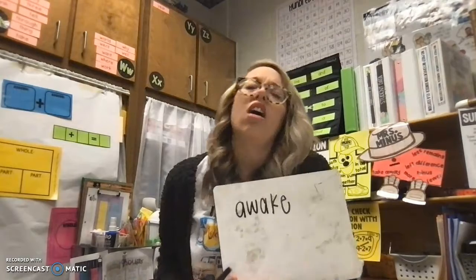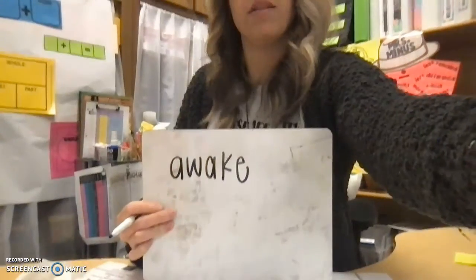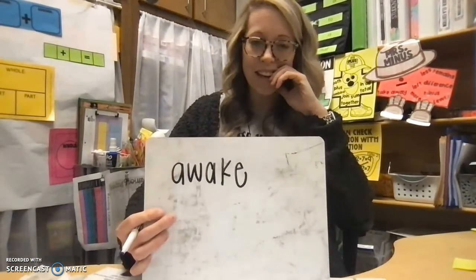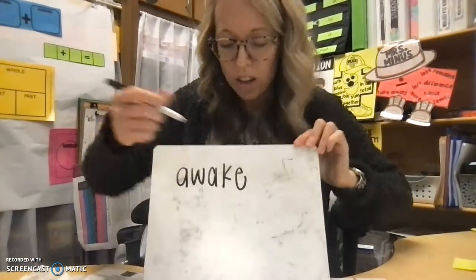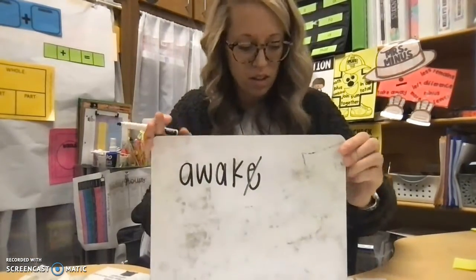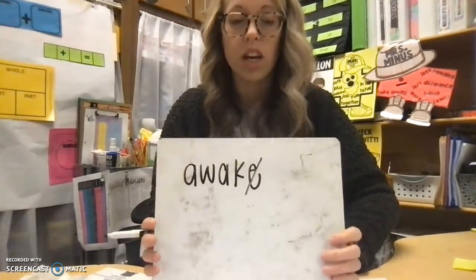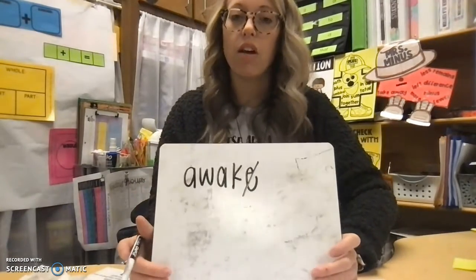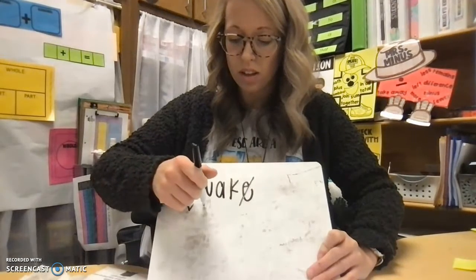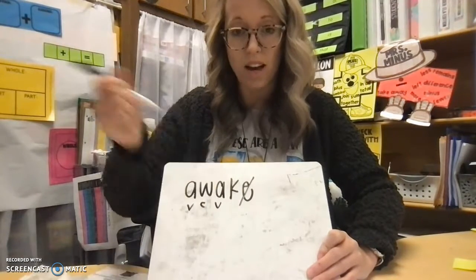Do you see any obvious codes that we can do for this word? Yeah, I see that sneaky E. So we're going to go ahead and cross out that sneaky E. Do you see anything else? Nope. So we can go ahead and do our vowels. Let's do our vowel, consonant, vowel pattern because I see a vowel, consonant, vowel.